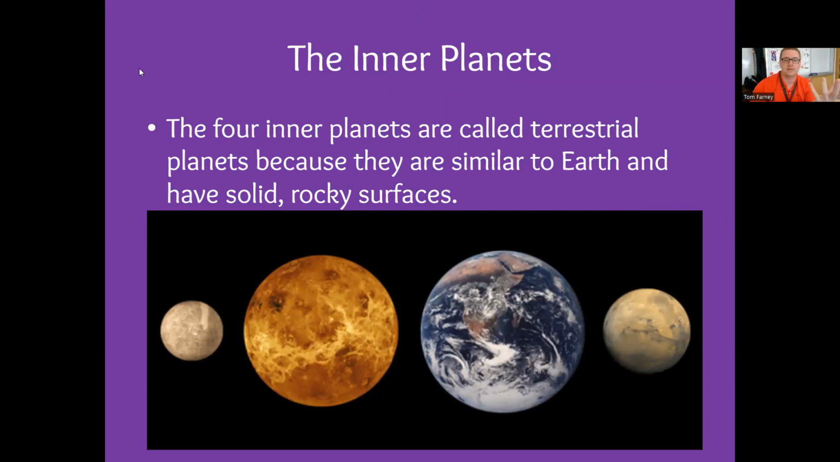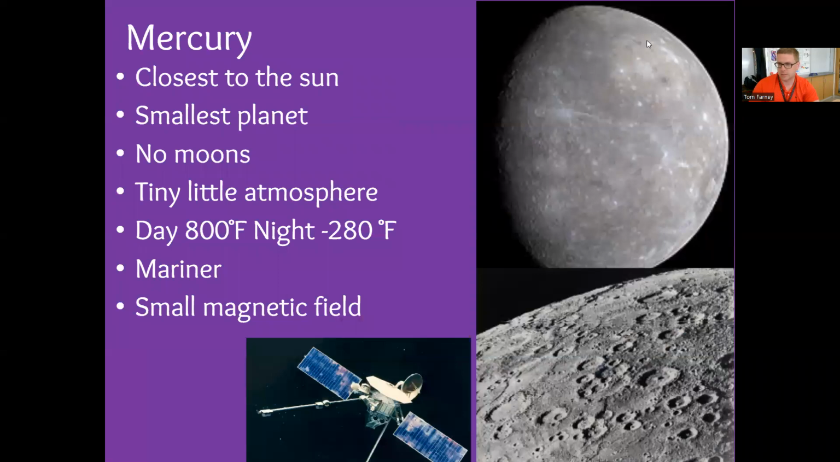First, we have our inner planets. These are the 4 inner planets, and we call them terrestrial planets because they are similar to Earth, and they have solid rocky surfaces. From left to right, we have Mercury, Venus, our home Earth, and then Mars. Those are our 4 inner planets, our terrestrial planets, similar to Earth, with rocky surfaces.